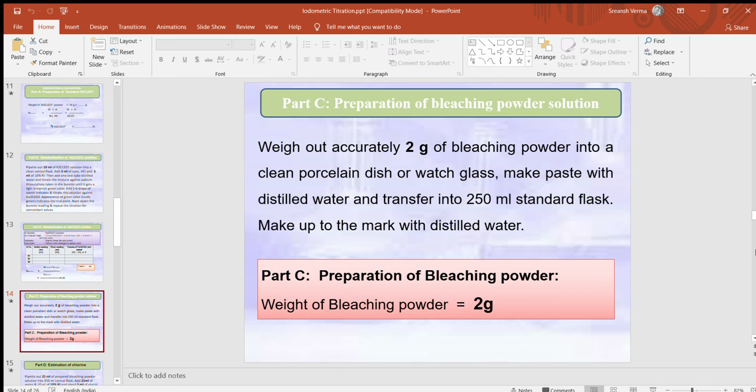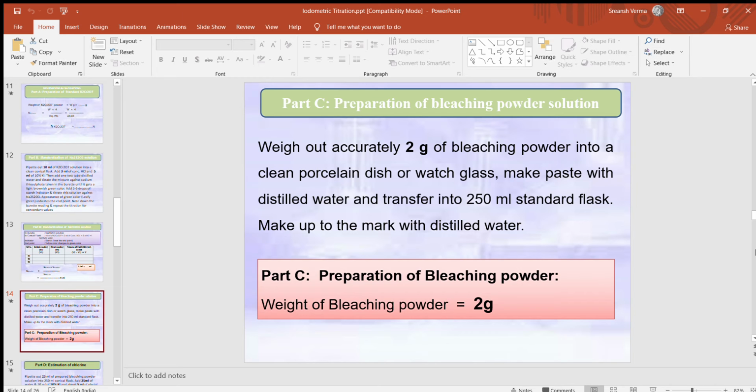So once your solution is prepared and transferred into the standard flask, you will observe that the solution is trying to settle down. In the settled solution, the upper part is clear, and the solution at the base is quite turbid in nature. When you are using this solution in a titration, you need to take the turbidity along with the water, so you need to shake your solution very well.